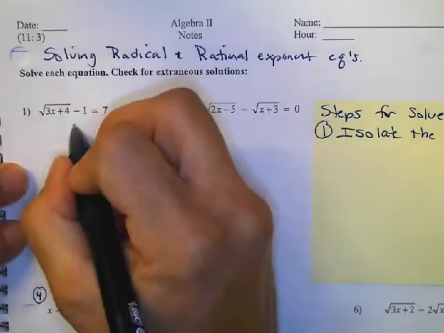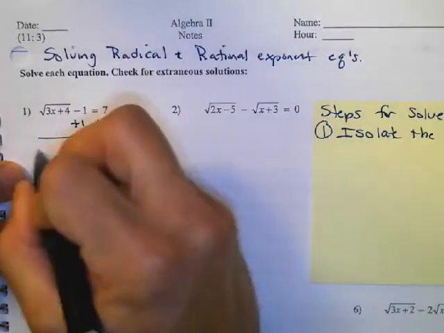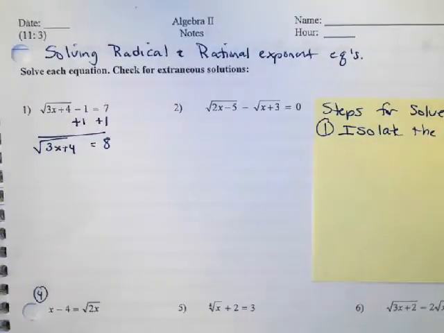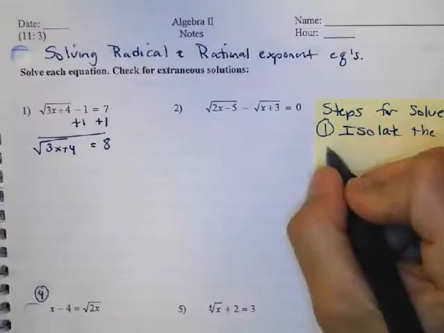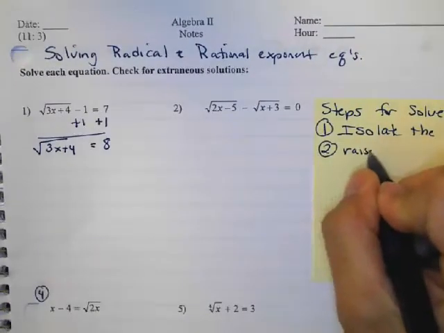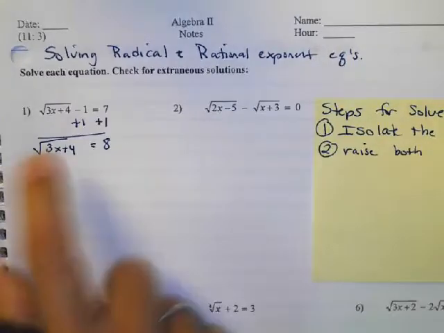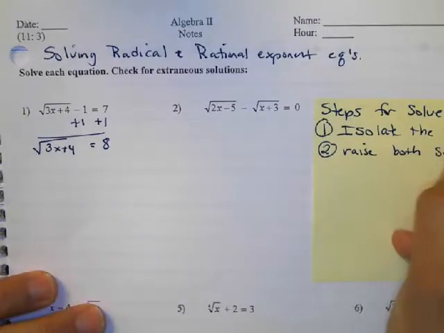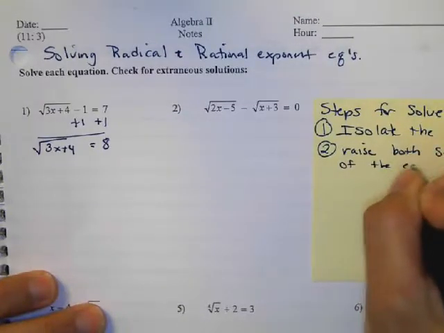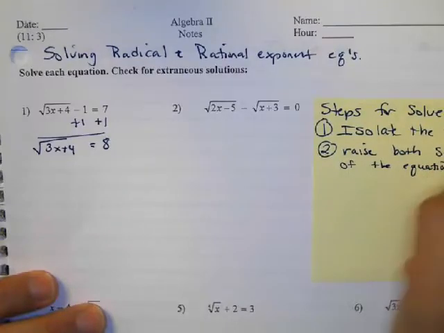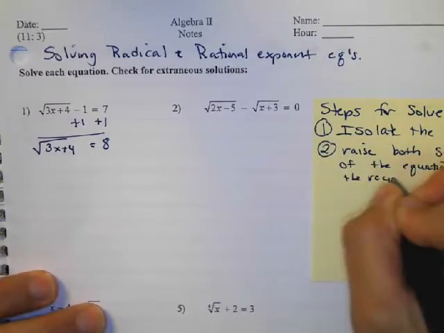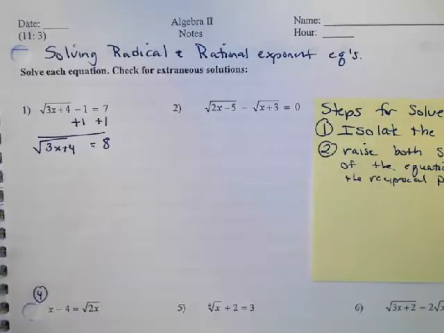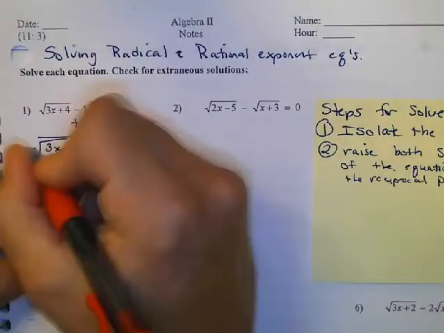To isolate the radical for question number 1, I'm just adding the 1 to the other side. So you're still sticking with your algebra solving equations. It's just going to look a little different. Step number 2 is you're going to raise both sides of the equation to the reciprocal power. If that is a square root, to get rid of the square root, you have to square both sides.